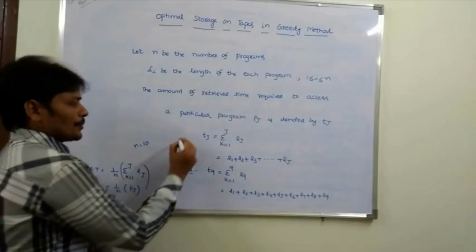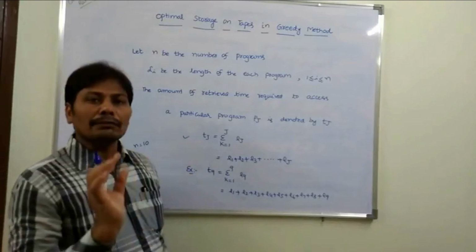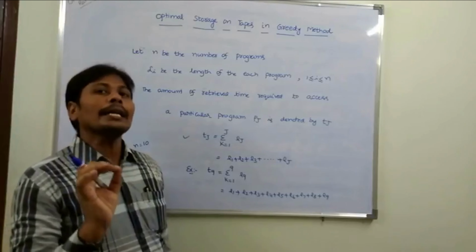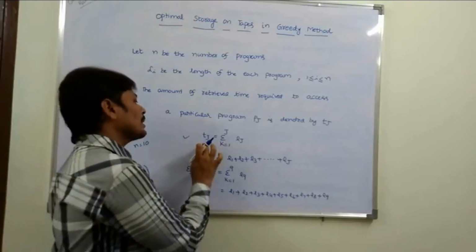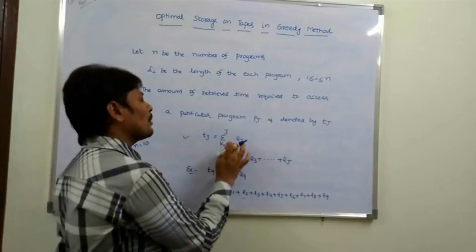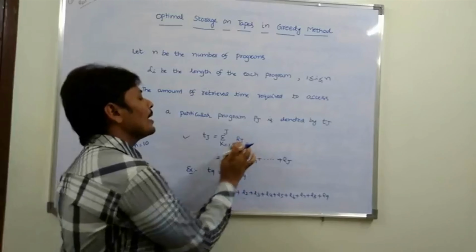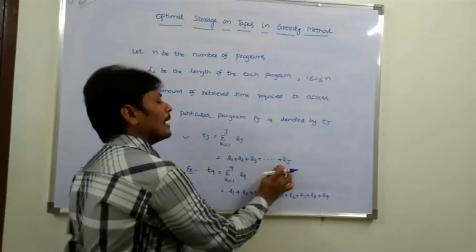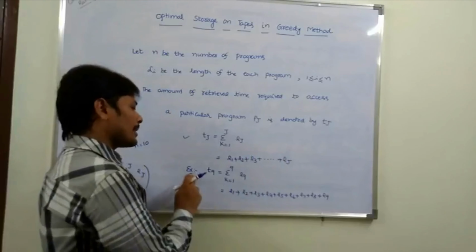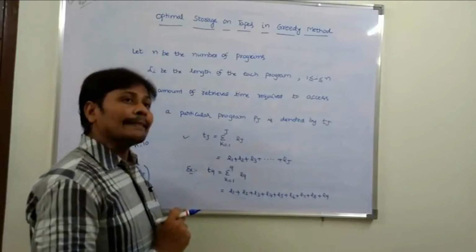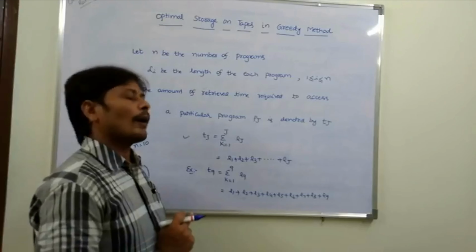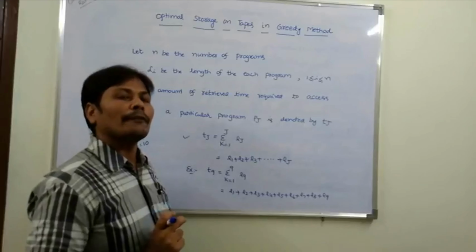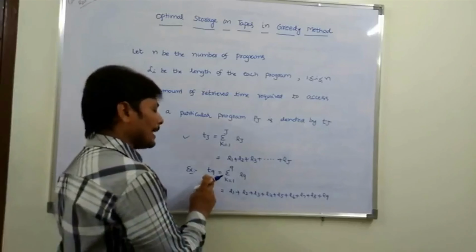The amount of time required to access a particular program among n number of programs is Tj, equal to sigma k equals 1 to j of Lk, that is L1 plus L2 plus L3 up to Lj. For example, we can take the ninth song among 10 songs. We want to access the ninth song. How much time is required? That is T9.